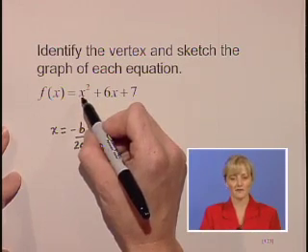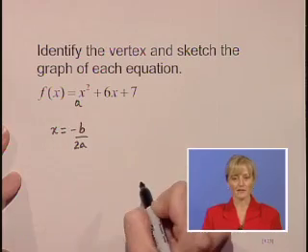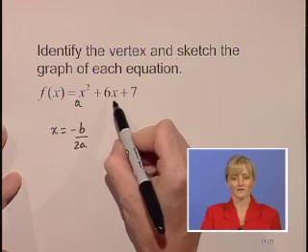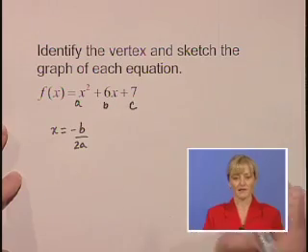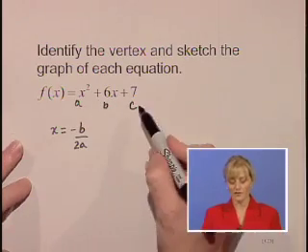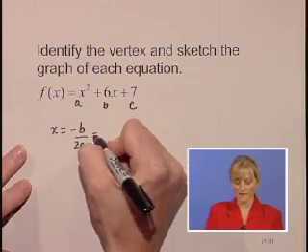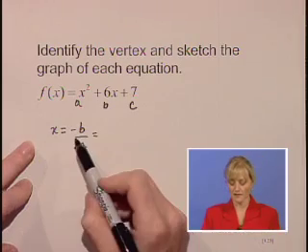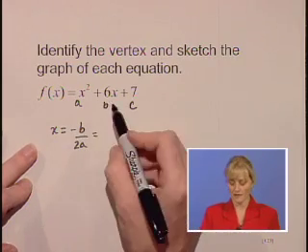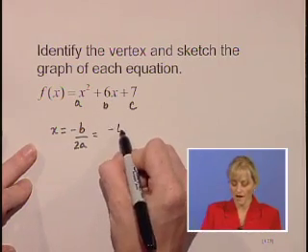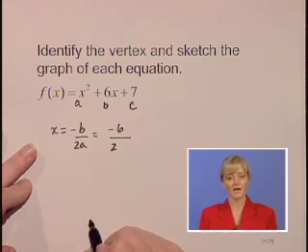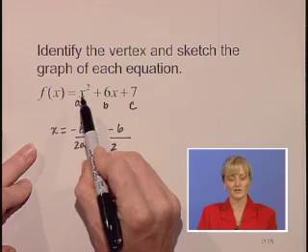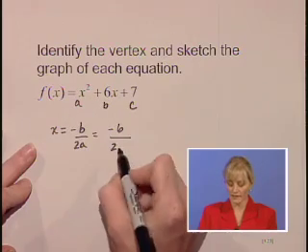The coefficient in front of x squared is labeled a. The coefficient in front of the x term is labeled b, and our constant is labeled c. We're now ready to use these coefficients to find the x component of our vertex. We need the opposite of b. b is positive 6, so the opposite is a negative 6, divided by 2 times a, the coefficient in front of the x squared term, and it is 1.